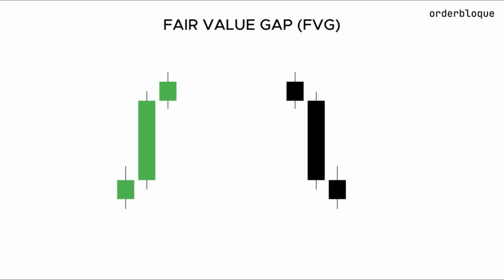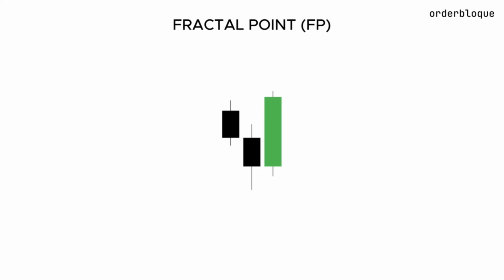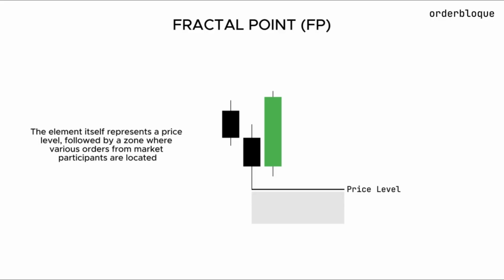Third, there's the fair value gap. It consists of 3 candles, where the shadows of the first and third candles do not overlap each other in both bullish and bearish variants. Here are examples from real charts. And the fourth final variable is the fractal point. Here it's important to understand that this is specifically a price level, not a price zone like the previous variables.